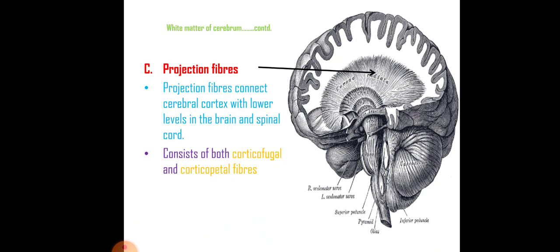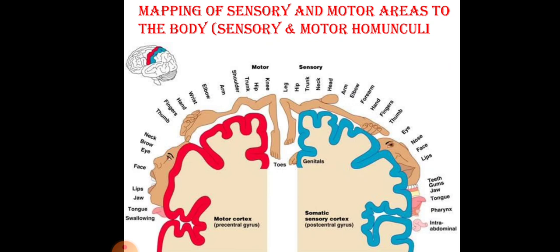Then we have projection fibers, the fibers which connect the cerebral cortex with the lower levels of the brain and the spinal cord, and consist of corticofugal and corticopetal fibers. Corticofugal means those fibers which go from the cortex towards the lower part of the nervous system, like spinal cord and the brainstem. And corticopetal means the fibers which come from the spinal cord and the brainstem towards the cerebral cortex. So this is the mapping of the sensory and the motor areas to the body. It is denoting how the limbs, the face and the different body parts are represented in our cerebral hemisphere and what area they are covering.